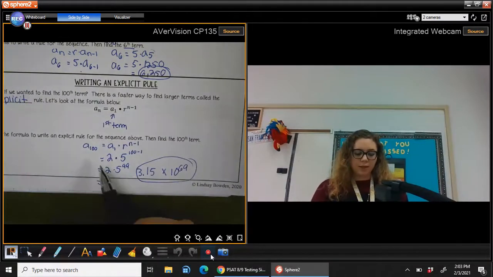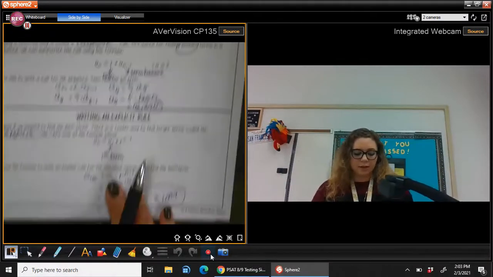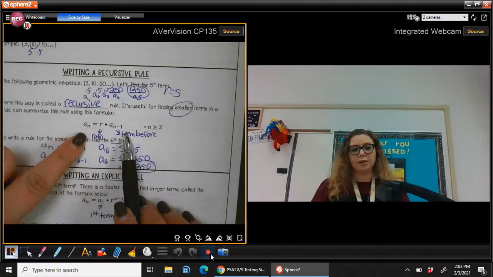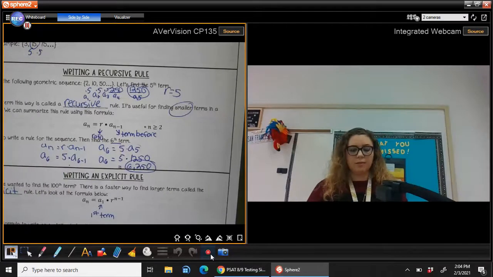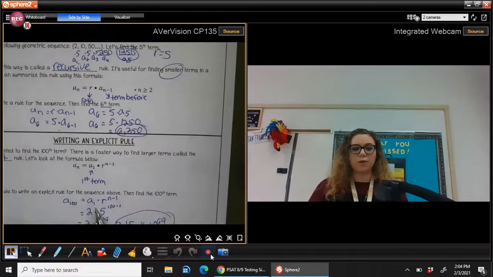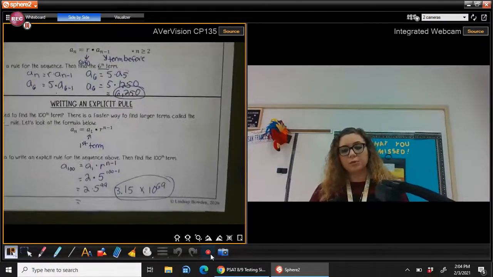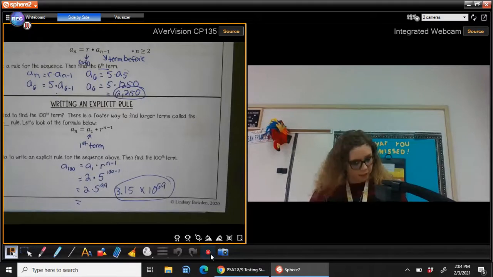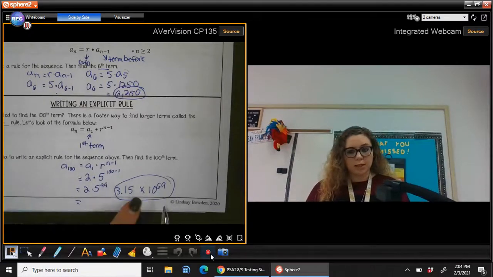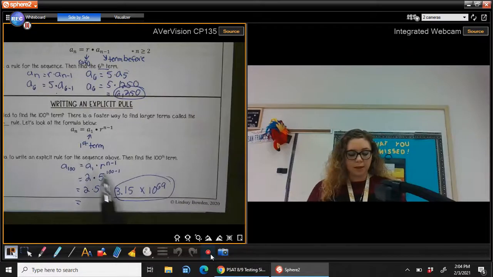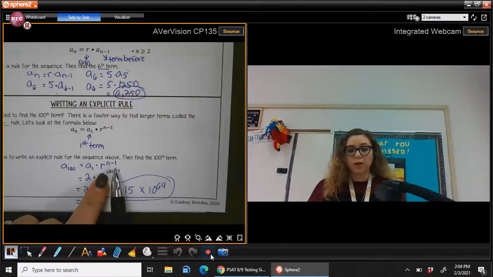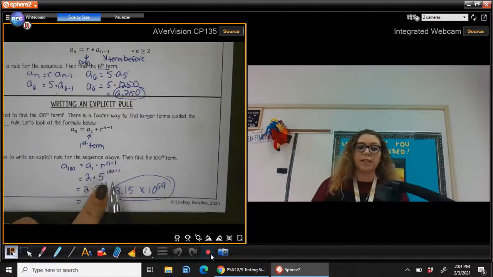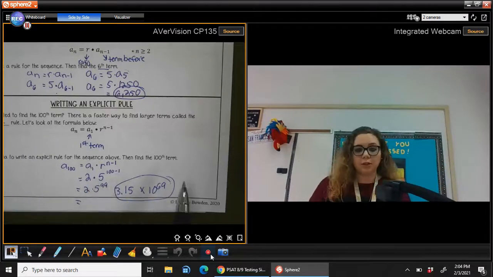So again, up here, there is a difference. This one does not have an exponent. You're just strictly multiplying it. This one does. Exponential function right here. This would probably be the most important one for you to know because it will save you a lot of time. Again, n minus 1 means the term before, because if you're trying to find a 100th term, the one before is going to be 99, and you're going to solve it.